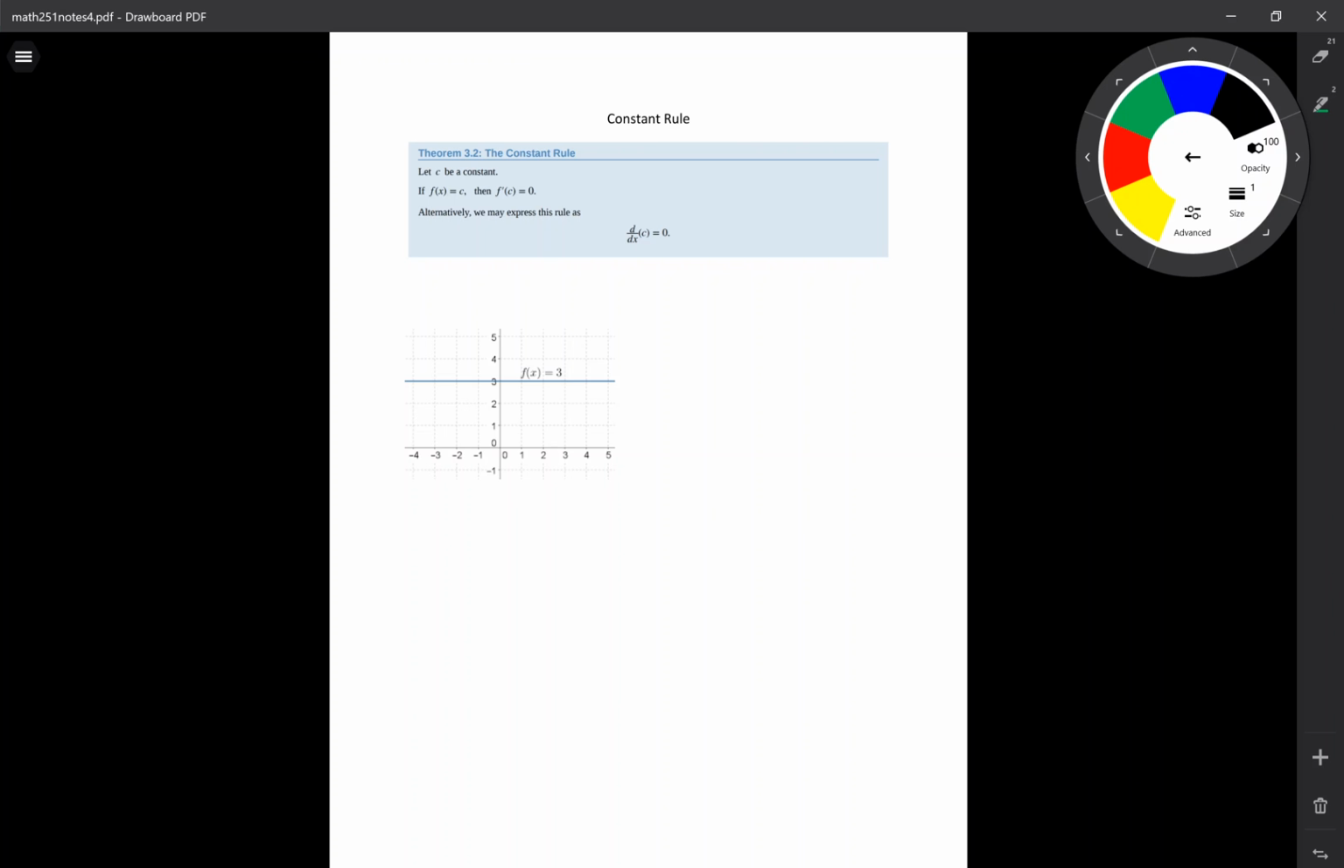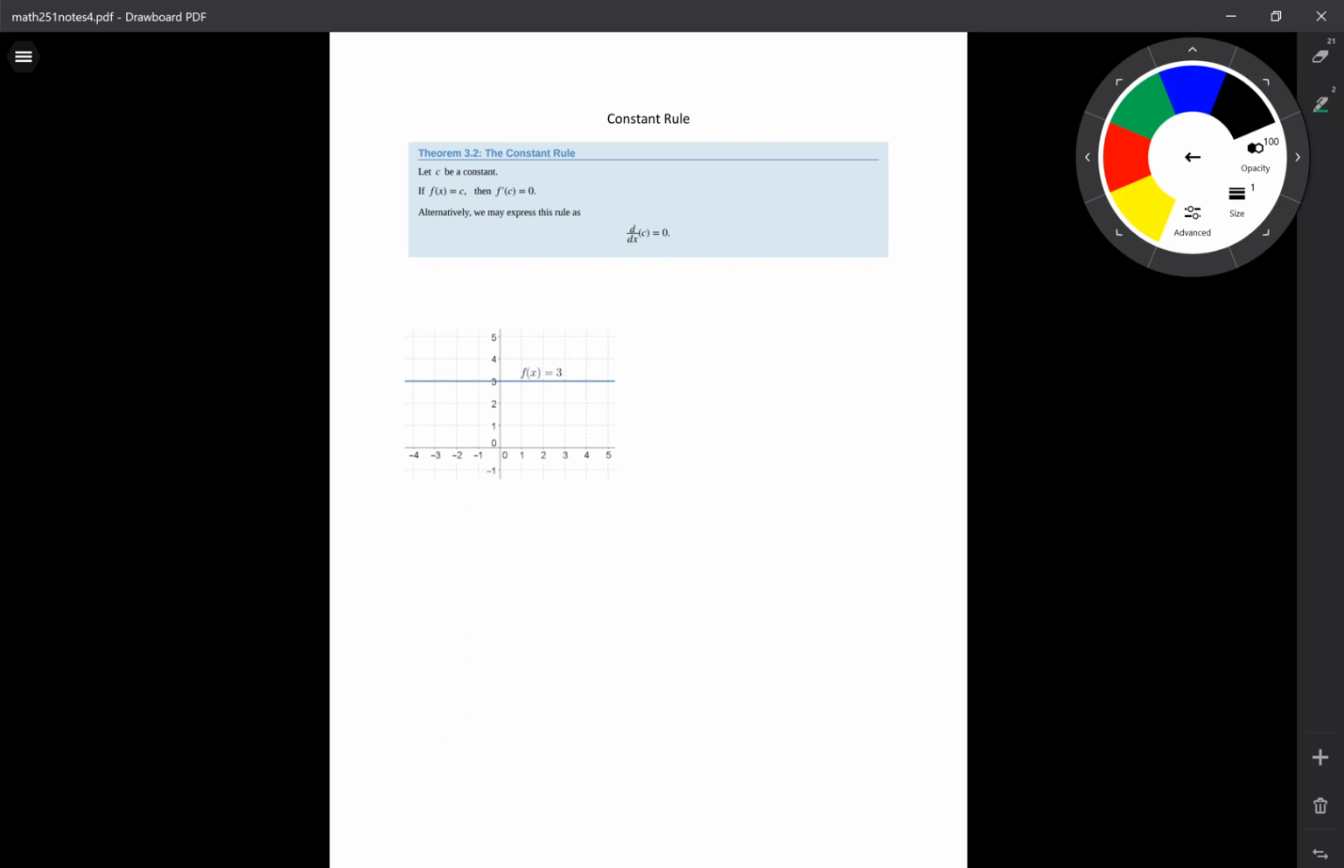Today we are talking all about derivatives and learning some very exciting derivative rules. Hopefully you remember last week we talked briefly about what a derivative means. So in this first video we are talking about the constant rule, and it says the following.